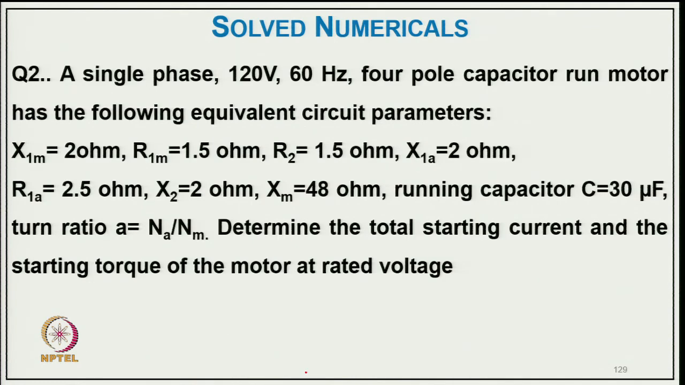So, coming to example 2, a single phase 120 volt, 60 hertz, 4 pole capacitor run motor has the following equivalent circuit parameters: X1M 2 ohm, R1M 1.5 ohm, R2 1.5, X1A 2 ohm, R1A 2.5, X2 2 ohm, XM 48, running capacitor 30 microfarad, turns ratio a equal to Na upon Nm. Determine the starting current and the starting torque of the motor at rated voltage.